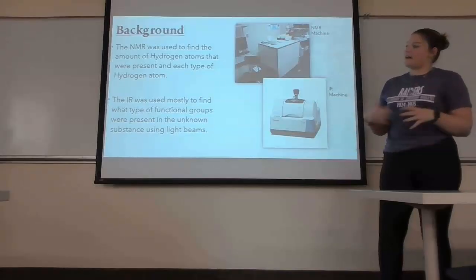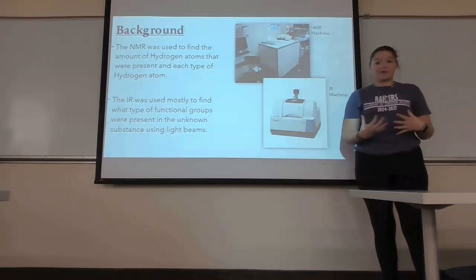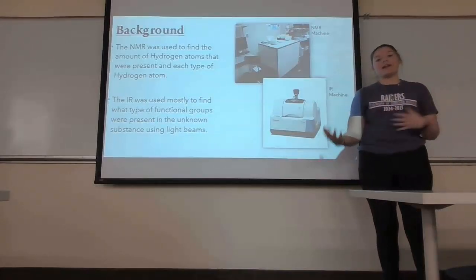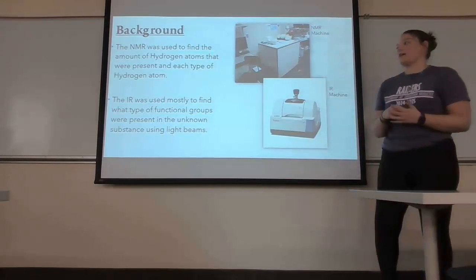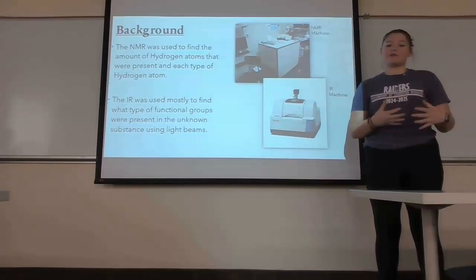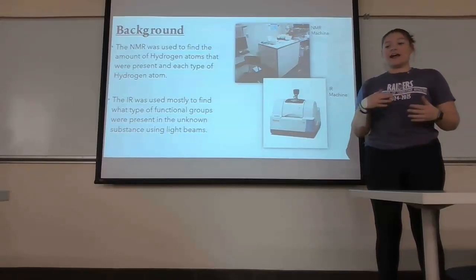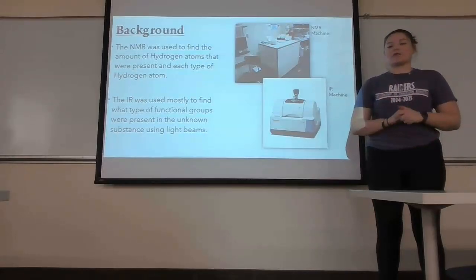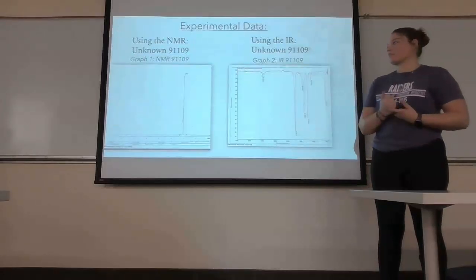So for the background, the NMR was used to find hydrogens present in different types or how many there were present, as well as the IR was used to find the different functional groups to find the elements and the different bonds that were present as well.